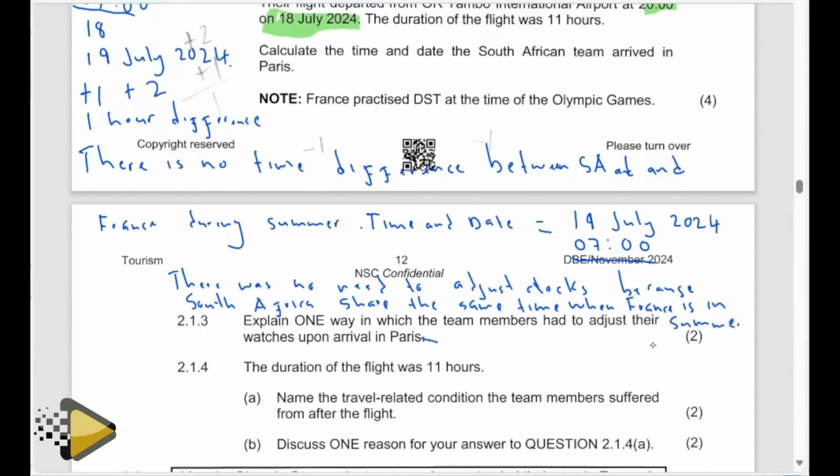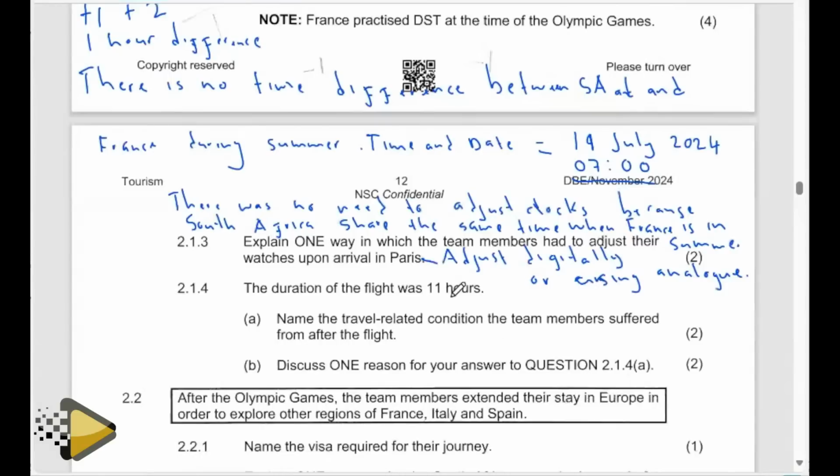But in the event that they are not sharing the same time, of course, you can adjust digitally or using analog means. In this case, please note that there was no time difference between France and South Africa during the Summer Olympics. Then the duration of the flight was 11 hours.